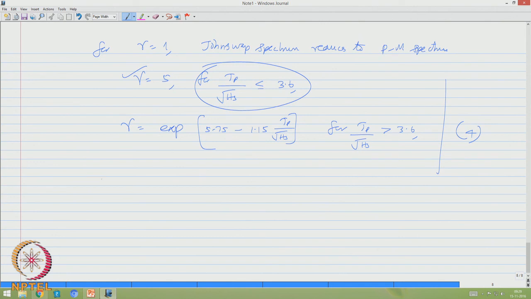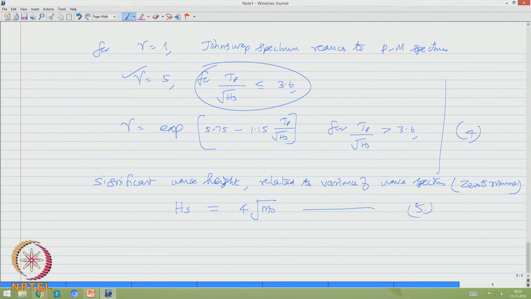One can also compute the significant wave height, which is related to the variance of the wave spectrum. Significant wave height is related to the 0th moment, which is the variance, because the variance of the spectrum is also called the 0th moment of the spectrum. So, if we know the 0th moment of the spectrum, we can always find the significant wave height, which is required in estimating the parameter gamma, and then substitute back in the JONSWAP spectrum to get the spectral density function distribution for all bands of omega.